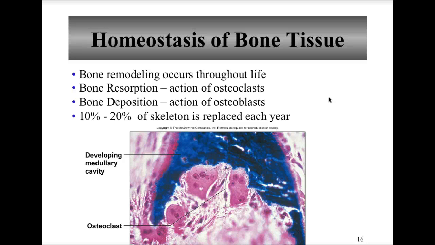Now let's finish our lecture looking at homeostasis of bone tissue. Bone remodeling occurs throughout life. You have bone resorption, the action of osteoclasts, and then you have bone deposition, the action of osteoblasts. 10 to 20% of the skeleton is replaced each year.